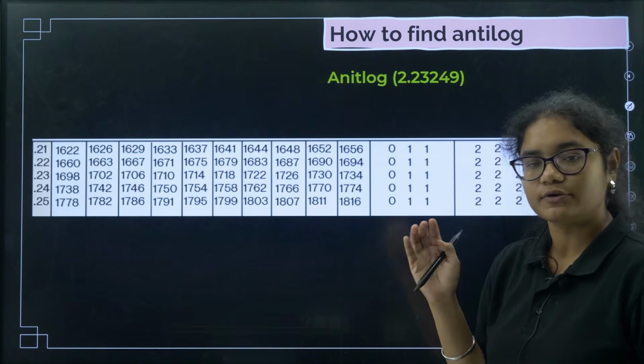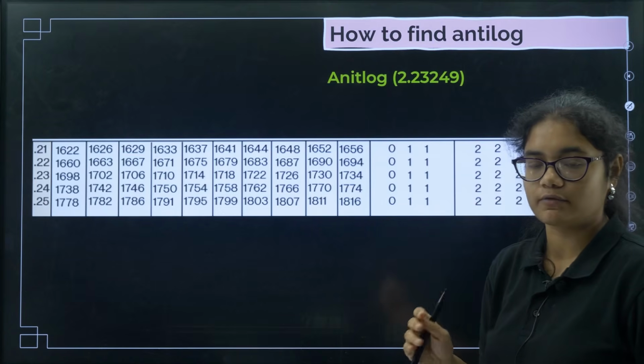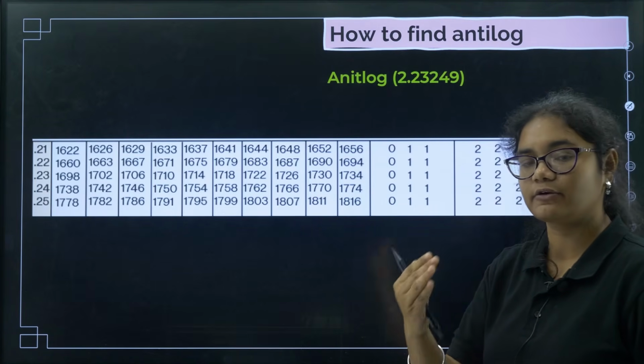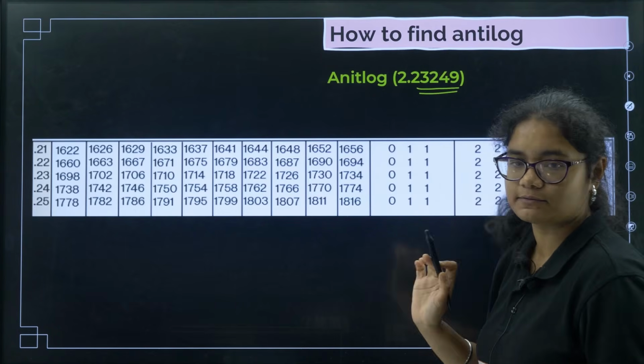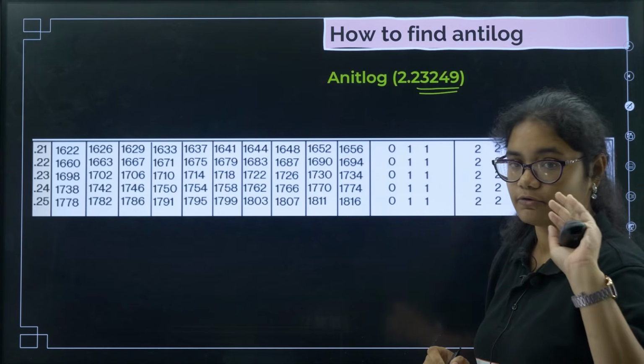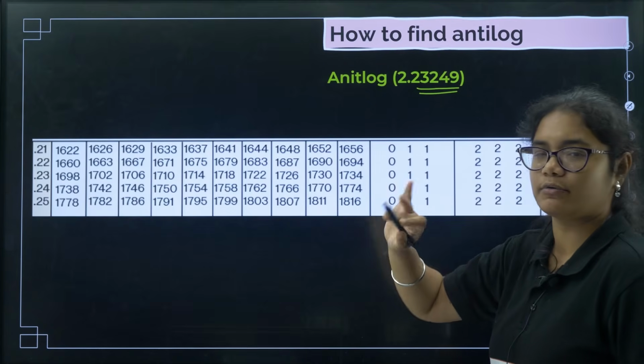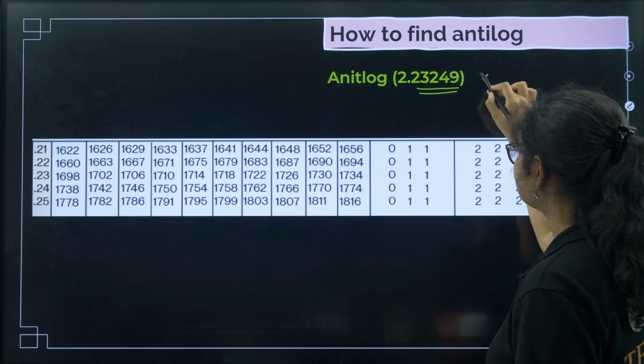Okay, now let us see the next question, where you need to find the antilog of 2.23249. Okay, so remember, for finding antilog or log we need a maximum of 4 digits. Okay, we cannot find for more than 4 digits. Here you see there are 5 digits after the decimal, we need to convert it into 4 digits. So 49 we can round off to 5. So how can I write it like this?